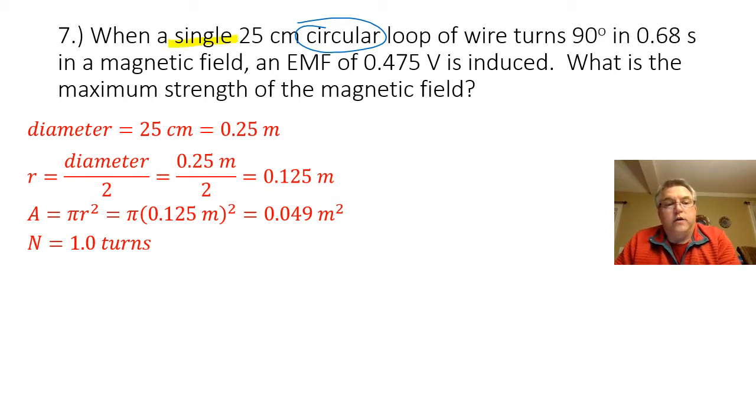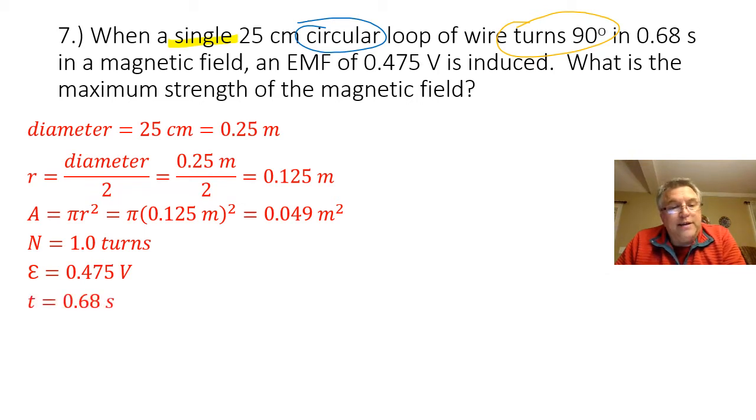I'm given the number of turns in the loop, and we are told that it is a single loop of wire, so my number of turns is 1. I am also told that it is turning 90 degrees, so I'm going from a minimum to a maximum value. When I do that, I am inducing an EMF of 0.475 volts, and I'm turning that 90 degrees in 0.68 seconds. And I'm being asked to find the strength of the magnetic field.